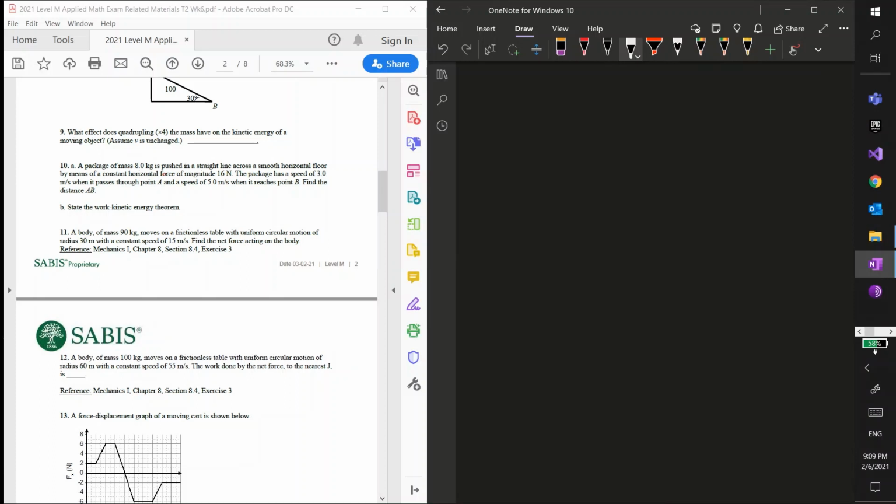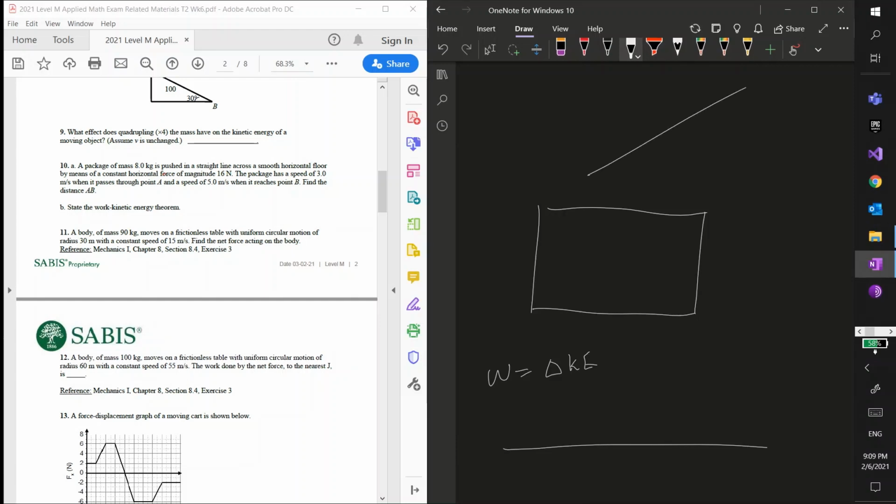So question 12, a body of that mass is moving on a frictionless table in uniform circular motion of radius 60 and its speed is 55. Find the work done to the nearest joule. Now, in previous questions, we said that if you're on a horizontal surface, your work is the change in your kinetic energy. If you're not on a horizontal surface, like on an incline, then it's different. It's going to be the change in your potential energy plus the change in your kinetic energy. And we did that in a previous question somewhere.